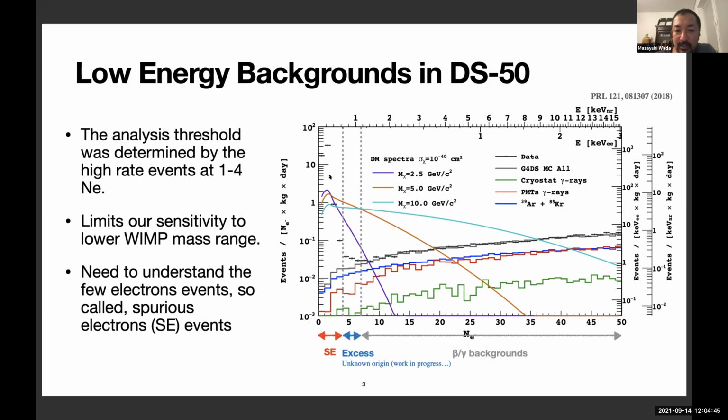But you see that the black one is the data, and the gray one is a Monte Carlo. And you see the huge rate from this single electron event. So today I'm going to focus on this part. This part is limiting our analysis threshold. We can go lower, and the trigger efficiency is still high, but there is no point. We cannot set any strong limits from there. So we need to understand this part and think about how to get rid of it in future detectors.